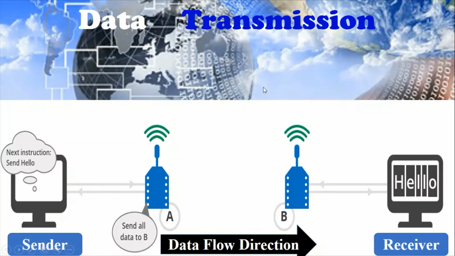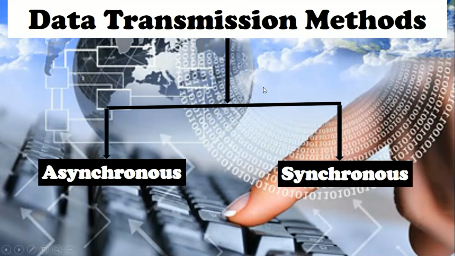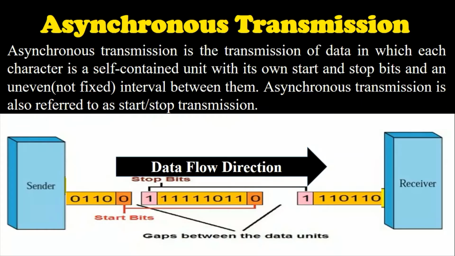So let's see. There are two different transmission modes. Number one is called asynchronous transmission and the other one is called synchronous transmission mode. So we will discuss one by one.